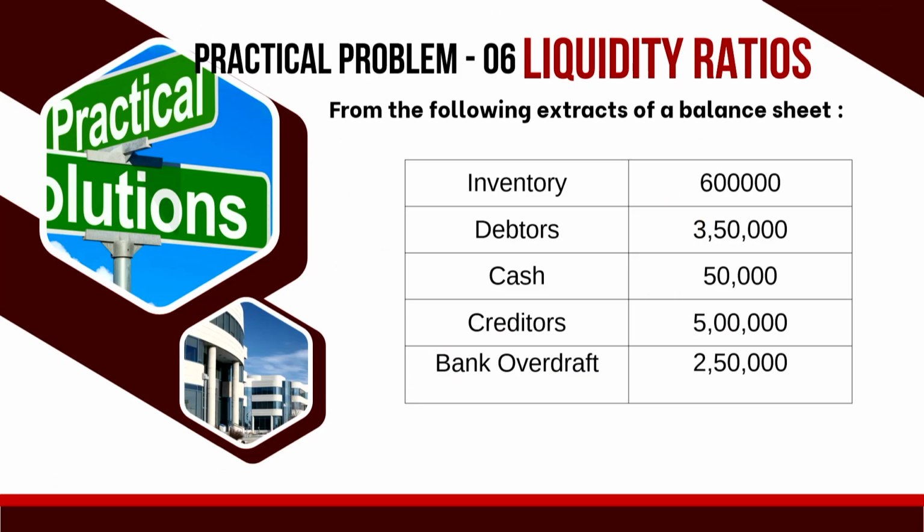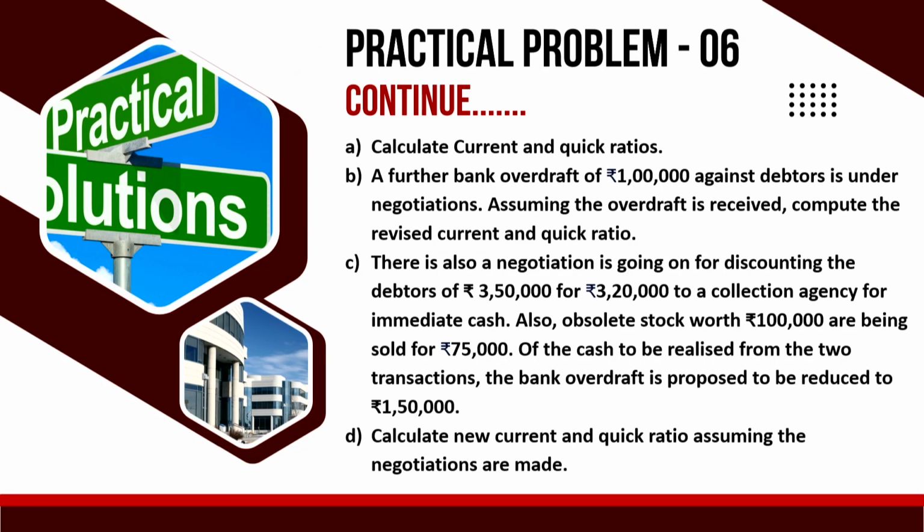Moving to the next problem, that is related to liquidity. Following are the extracts of a balance sheet in which information like inventory, debtors, cash, creditors and bank overdraft has been provided in the question. You have to calculate the current and the quick ratios. Then a further bank overdraft of rupees 1 lakh against debtors is to be negotiated. Assuming that the overdraft is received, compute the revised current and quick ratio.